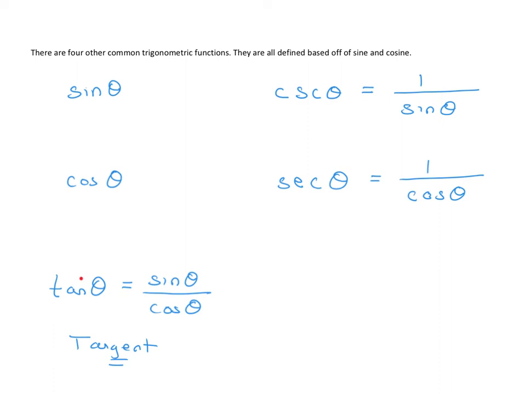There is a reciprocal for tangent as well. That is called cotangent of theta. And this will be defined as cosine of theta divided by sine of theta. So here you're just reversing the order in which you divide the 2 trig functions. These are the 6 main trig functions that we'll be using the rest of the semester.